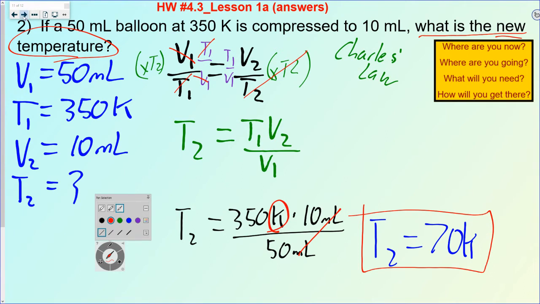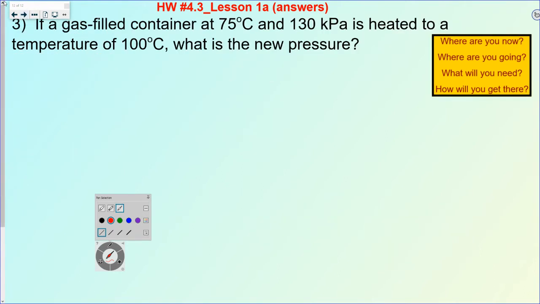One more problem. If a gas-filled container at 75 degrees Celsius and 130 kilopascals is heated to a temperature of 100 degrees Celsius, what is the new pressure? Where are you now is the first question. So let's write the information we know.